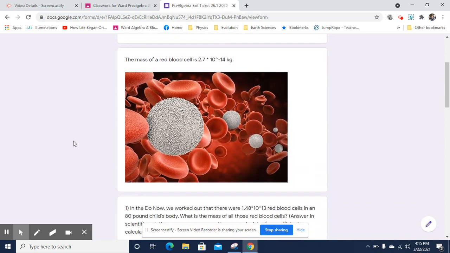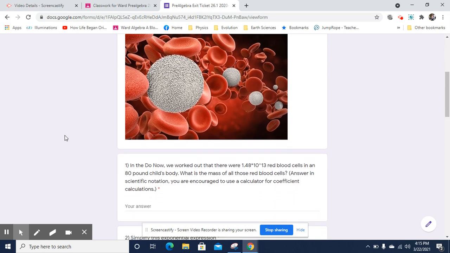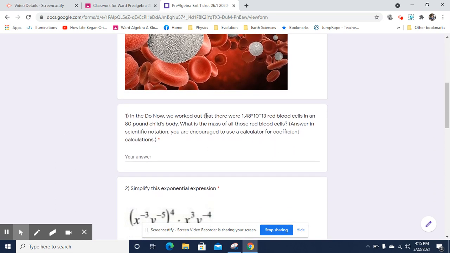So the mass of a red blood cell is 27 picometers, which comes out to 2.7 times 10 to the negative 14th kilograms. Now, in the do now, we worked out that there were about 1.48 times 10 to the 13th red blood cells in an 80-pound child's body. What would the mass of all those red blood cells be? Okay, so that is multiplication.